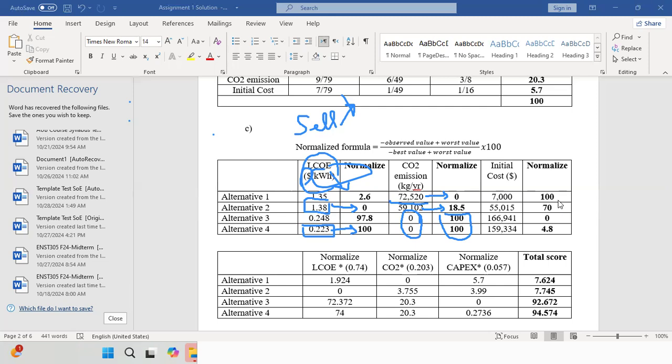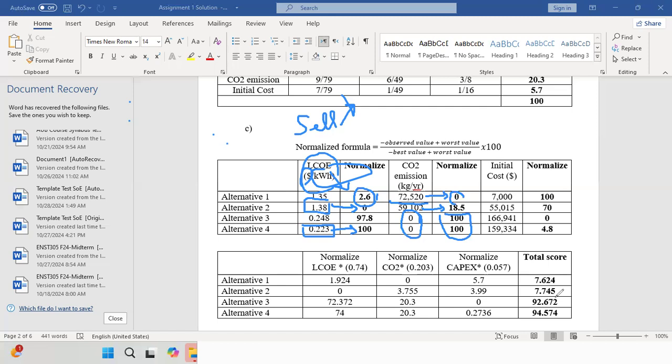Once I am done with this, now I am ready to find my total score. All I have to do is to multiply each normalized score by the weight. So I do, for example, for alternative 1, 2.6 times the score of LCOE plus 0 plus 100 times the weight of the initial cost. And then I will be able to get the total score for each alternative.